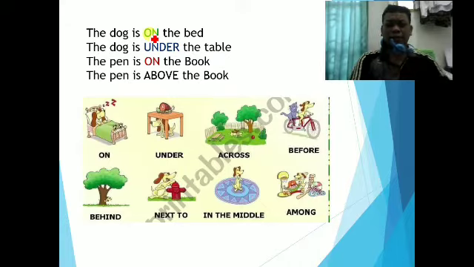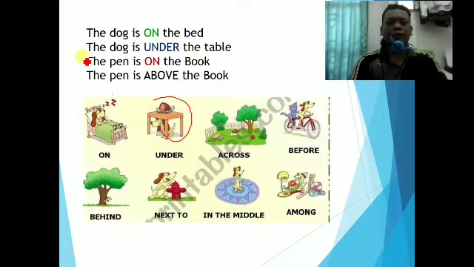So for the first picture, it represents the first sentence. The dog is on the bed. Berarti it means the dog sticks on its bed. Nempel di ranjangnya. And then the second example, the dog is under the table. Look at the picture number 2. The dog is under, berarti berada di bawah meja.